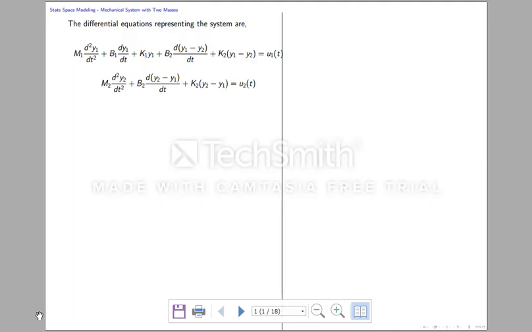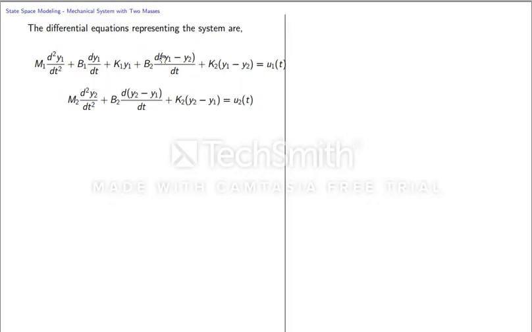These are the two differential equations we get from the free body diagrams. The first equation is the one corresponding to the mass m1, and the second equation is the one corresponding to the mass m2. So these are all the reaction forces: the sum of all the reaction forces on mass m1 is equal to the applied force u1, and the sum of all the reaction forces on mass m2 is equal to the applied force u2. So we got the differential equations describing the system.